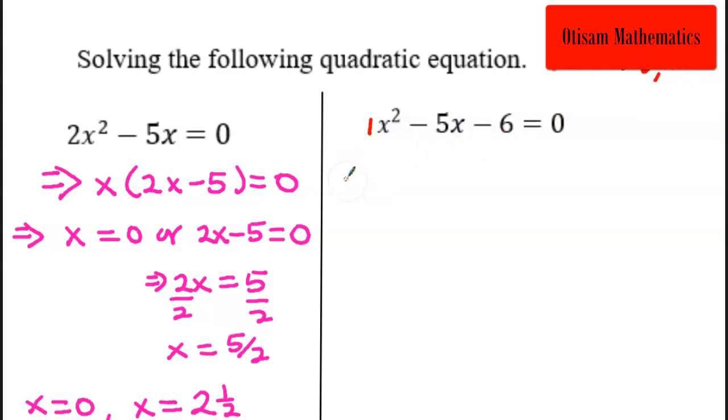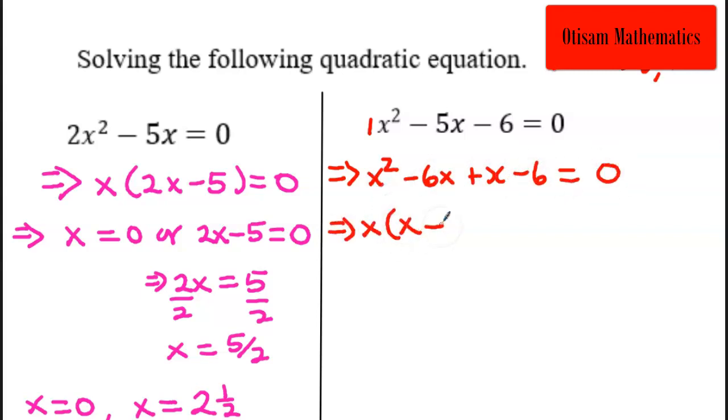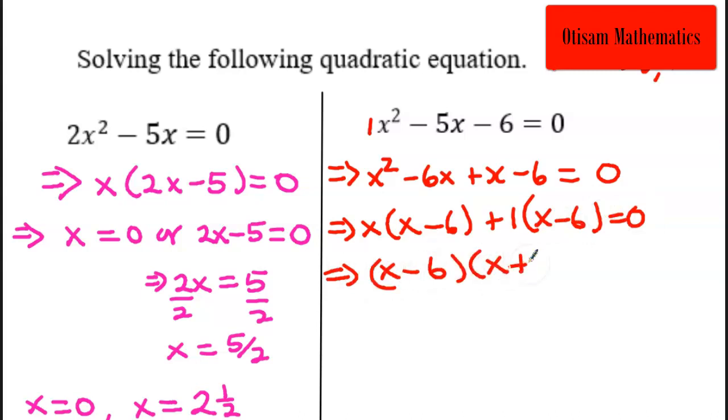We then break the middle term. So we have x squared minus 6x plus x minus 6 is equal to 0. Taking x out, we have x minus 6 plus 1 times x minus 6 equals 0. So we have x minus 6 times x plus 1 is equal to 0.